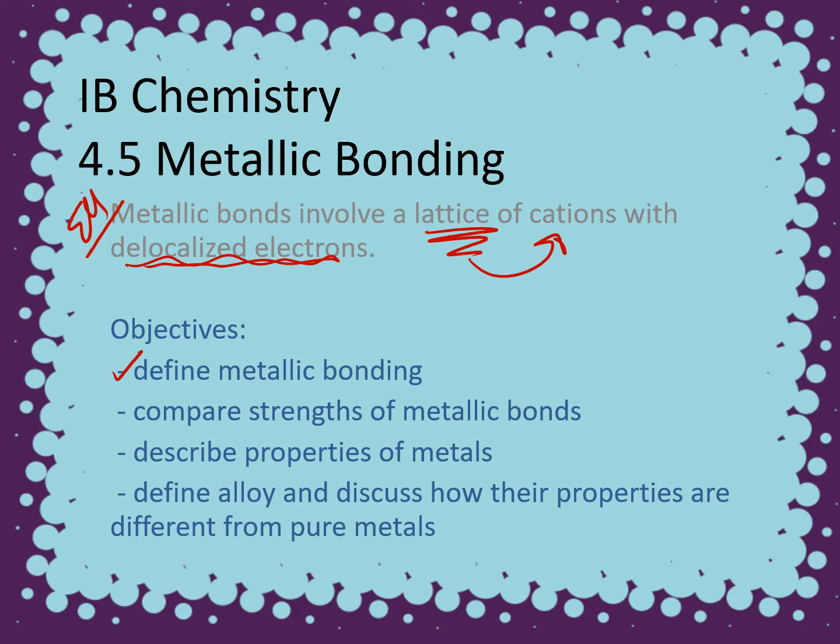Our other objectives for today are to compare strengths of metallic bonds. We're going to look at some properties of metals, and then we are going to define what even is an alloy. We're going to talk about how their properties are different from the properties of pure metals.